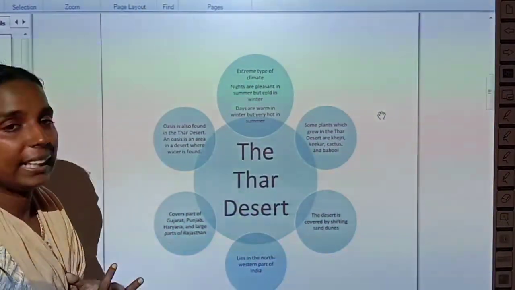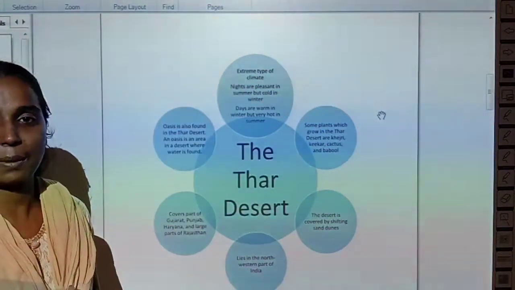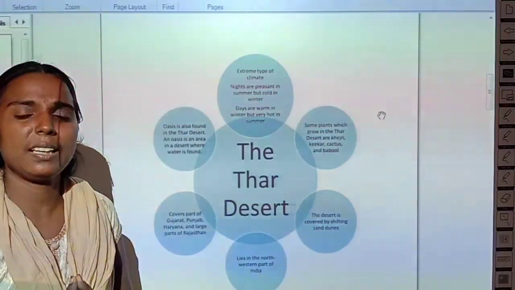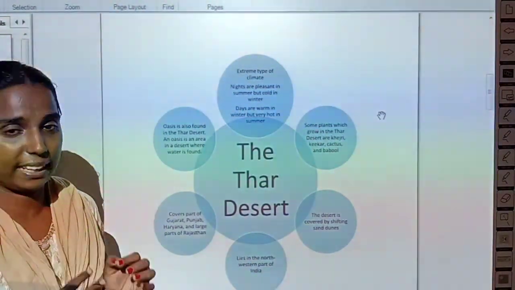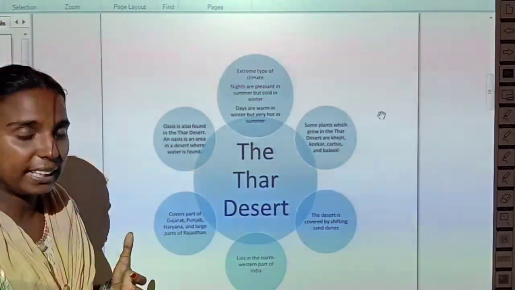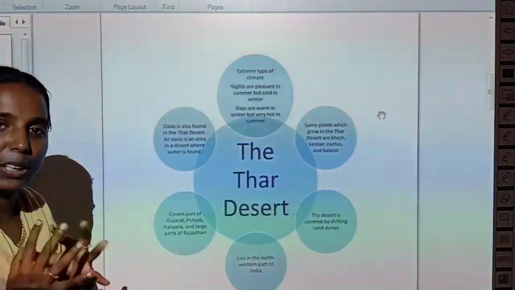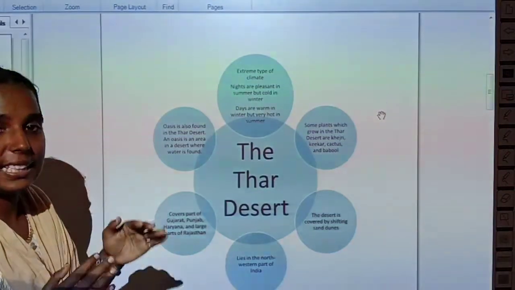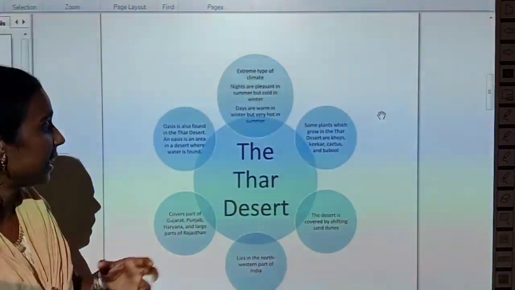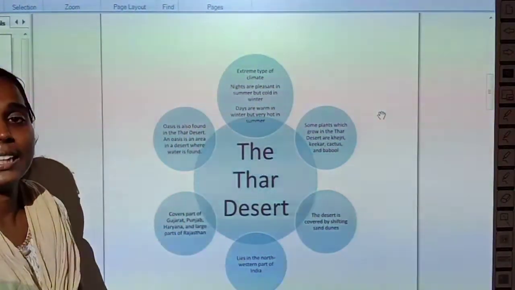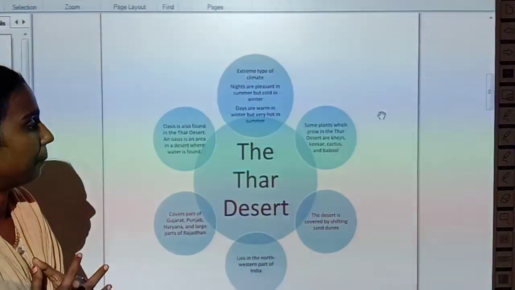Yes, now how will be the climate? It has an extreme type of climate. So what do you mean by extreme? Something that is intolerable, right? Yes, now see how are the nights? The nights will be pleasant in summer but very cold in winter, okay? At the same time, how are the days? See, days are warm in winter but very hot in summer, okay?